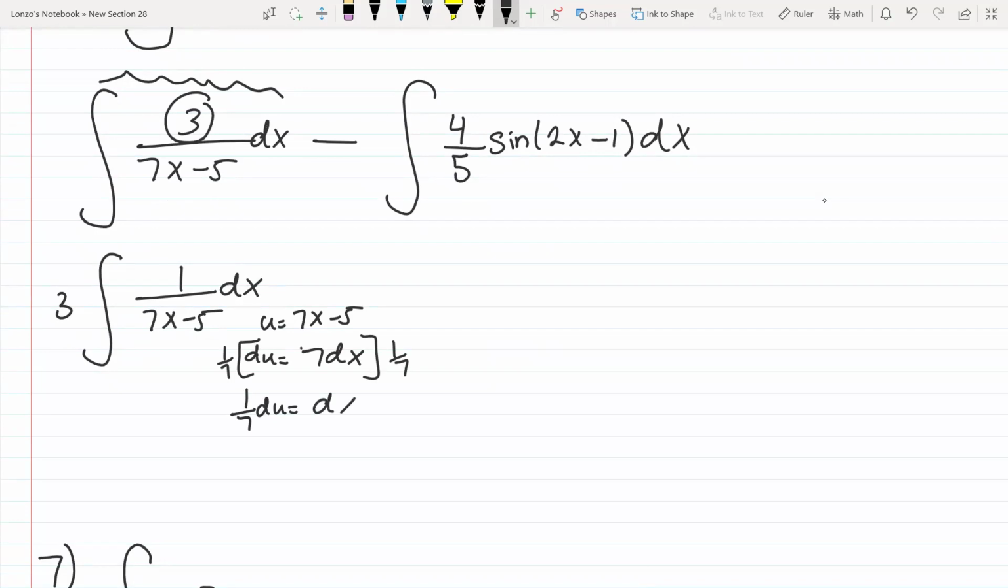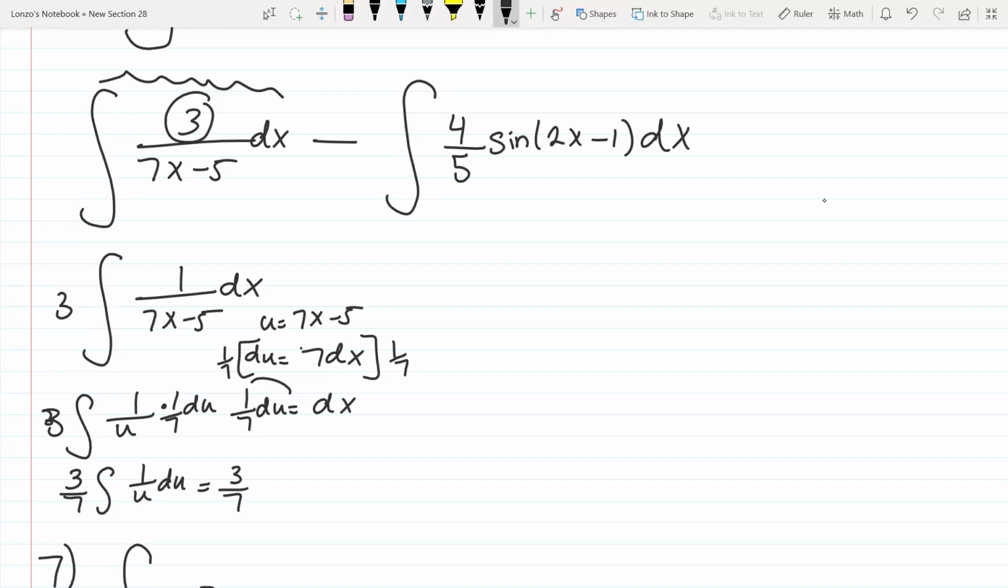This would be dx. You get an integration of 3 over u, and then you replace dx with 1/7 du. 1/7 is a constant, put in front of 3, so that would be 3/7, times the integration of 1 over u du. And what's the integration of 1 over u? ln of u. So that would be 3/7 ln of u, and my u value is 7x minus 5.